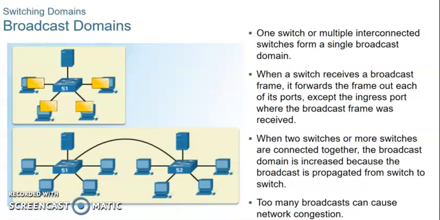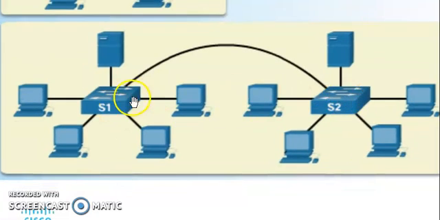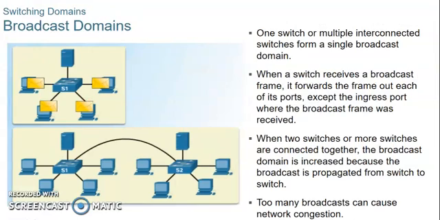When two or more switches are interconnected together, the broadcast domain is increased. If you see here, the two switches are interconnected. So what happened? The broadcast domain is increased. And too large a broadcast domain will cause network congestion. So that is a drawback of this.